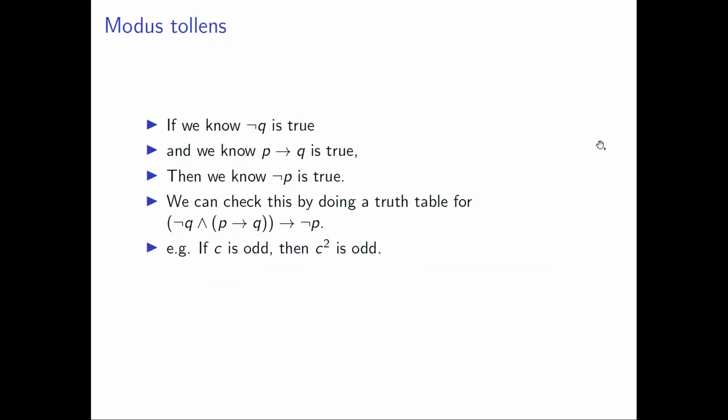Here's an example of an application of modus tollens in a step of some proof. Suppose we know if C is odd, then C squared is odd. Suppose we also know that C squared is not odd. Then we can conclude that C is not odd. And this is using the last two bullets with modus tollens.